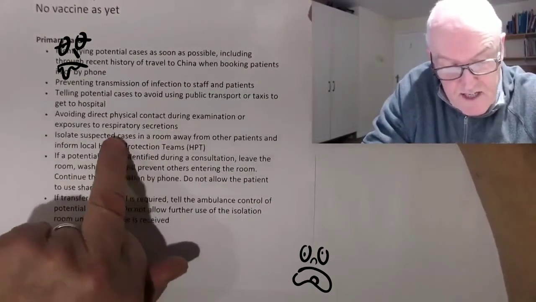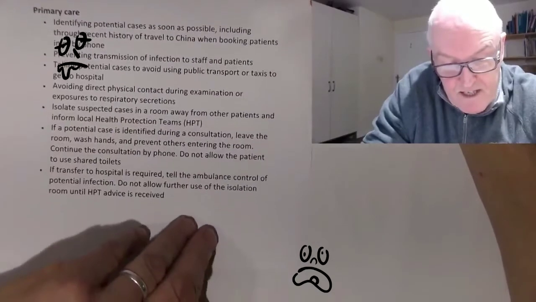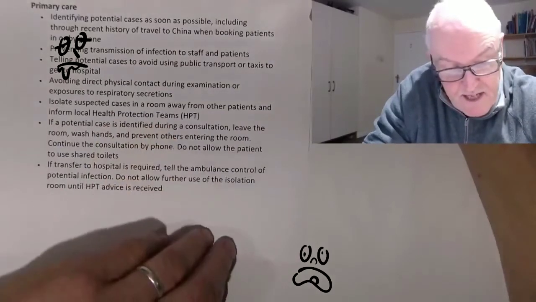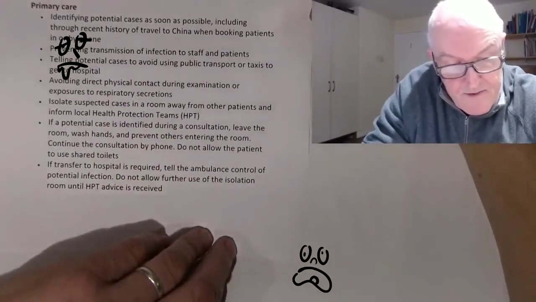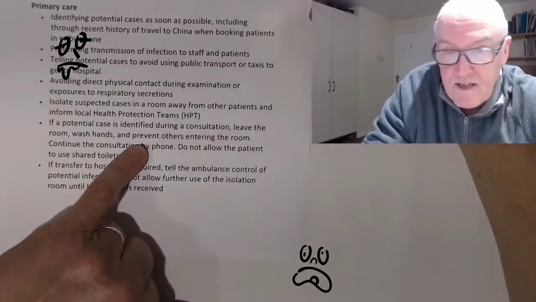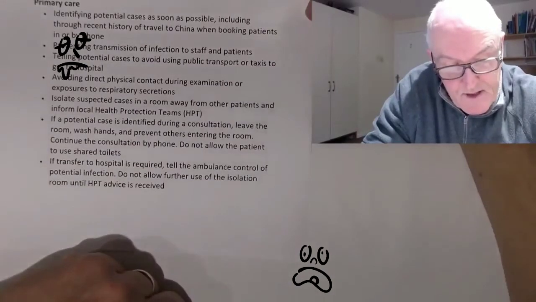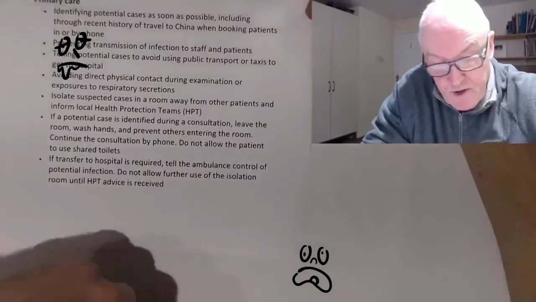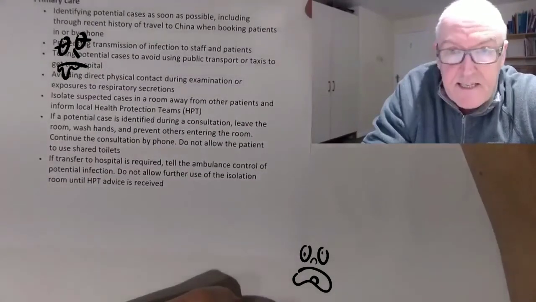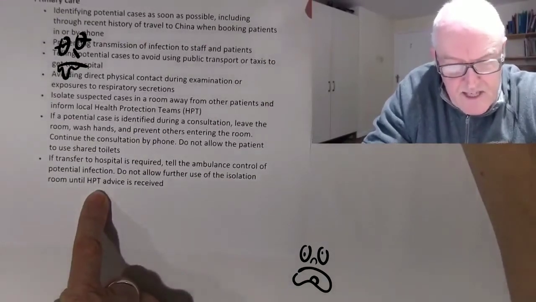Avoid direct physical contact during examination until you've got your full PPE. Isolate suspected subjects. Don't let them use public facilities, and get the health protection team to clean the room. If you find a potential case during consultation, leave the room, wash your hands, and prevent others from entering the room until you've got full protective equipment. Don't allow the patient to share toilets. If transfer to hospital is required, tell the ambulance to isolate the room where the patient was, which can't be used again until it's been cleared by the protection teams.